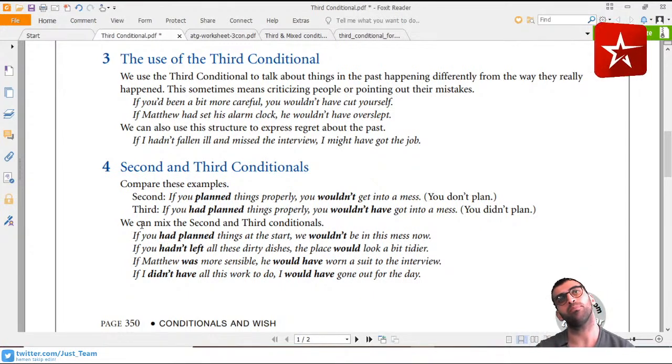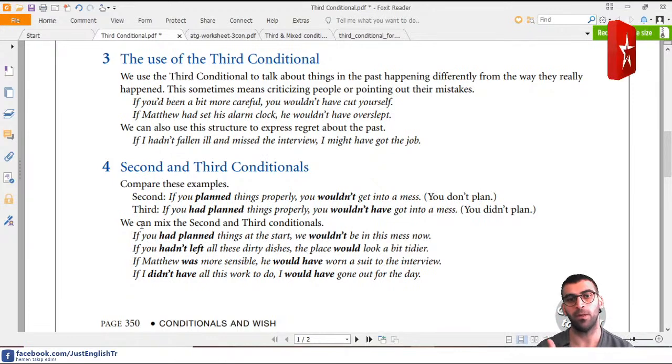But third conditional, why do we use the third conditional? The third conditional is about a regret, something that didn't happen in the past, and right now it is impossible to do it again, and we regret that.